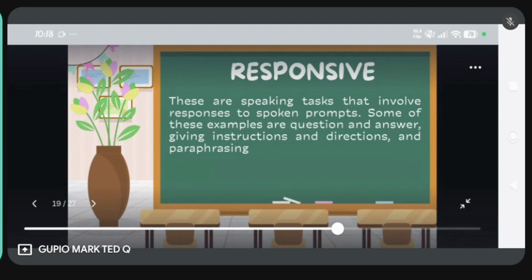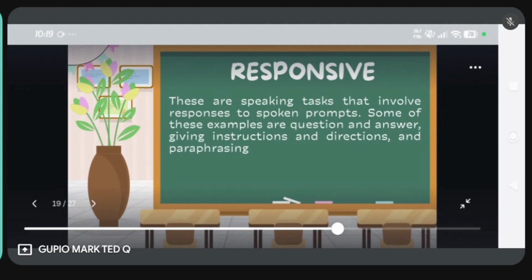And now let's proceed to responsive. Responsive is a language assessment, especially in speaking tasks that are often grouped by the type of speaking performance that they require. It refers to the ability to give brief, meaningful responses to questions, statements, or prompts. It does not involve long conversations or speeches. Instead, it focuses on short exchanges that test comprehension and the ability to respond appropriately.